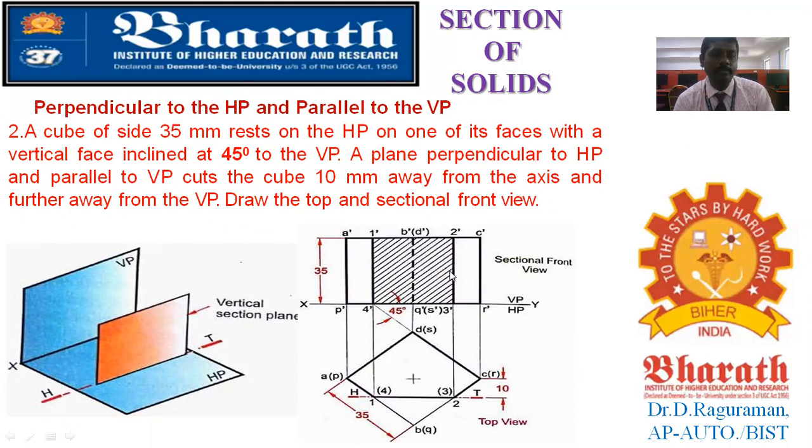And the vertical face is what? Inclined at 45 degrees to VP. So you are drawing a 45 degree line at XY, then you will be completing a square formation. So you are completing the square. Anyway, it's a cube. Top surface is square and bottom surface also is square.